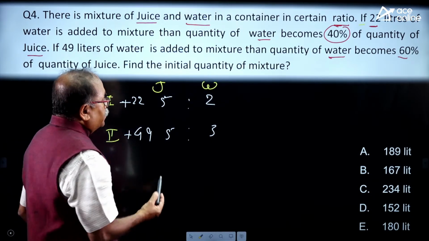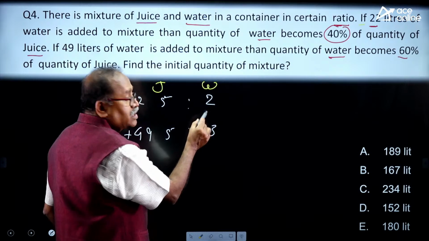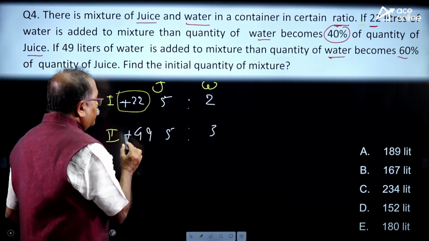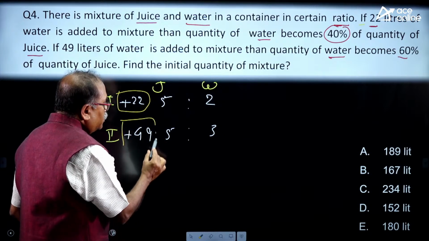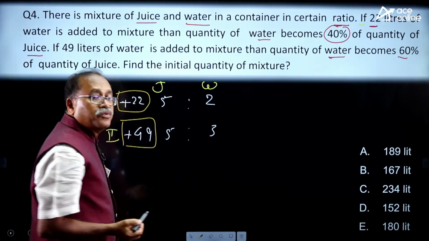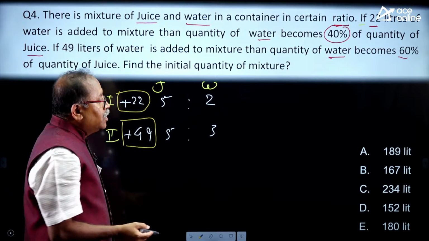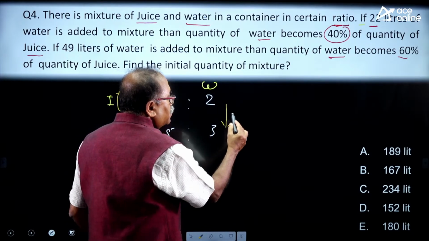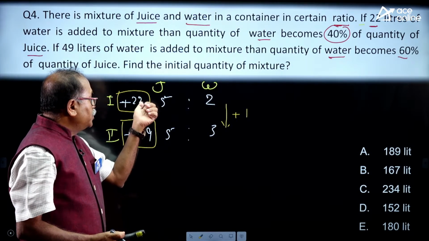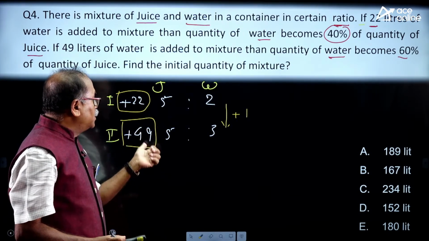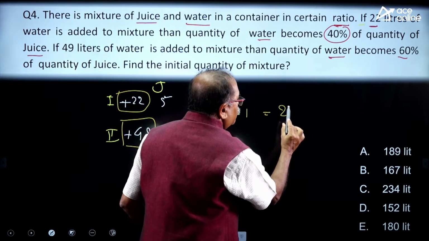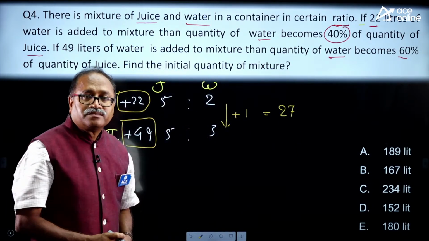Here, look at this one. The water is added. The juice is same. In both the cases, this is water. Here 22 liters of water, here 29 liters of water. The water here is 2 parts, the water in the second case is 3 parts. How many parts more over here? 1 part more. How many liters of water more? 22 and 49. The difference over here is 27 liters. So 1 part is equal to 27 liters.